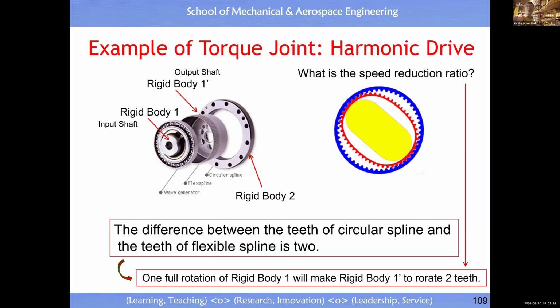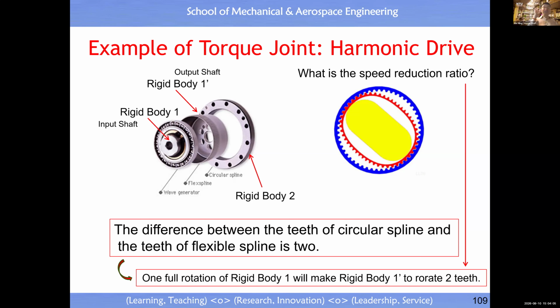Okay. And body 1 prime, we call it a flexible spline. From this illustration, you will see body 2 has an inner gear with teeth, right? Then body 1 prime also has a gear. The only difference is the number of teeth in rigid body 2 and the number of teeth in rigid body 1 prime. The difference is 2.